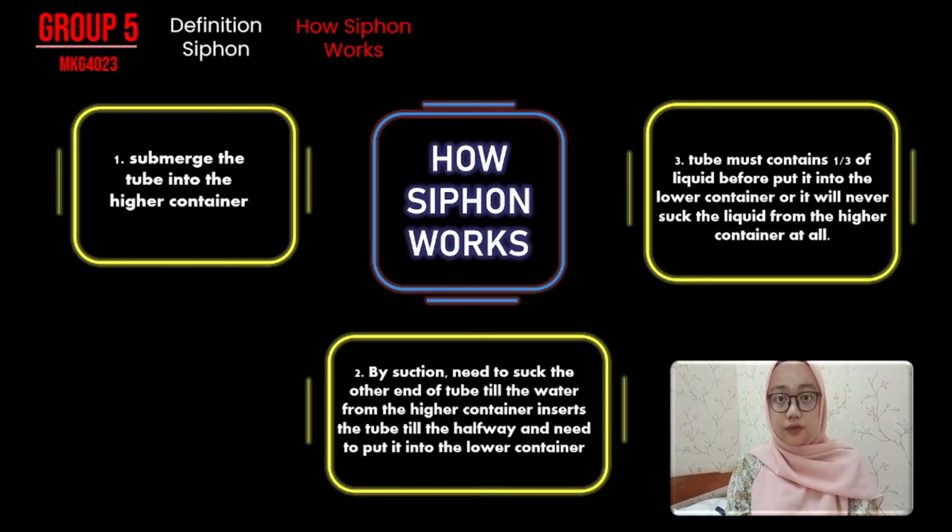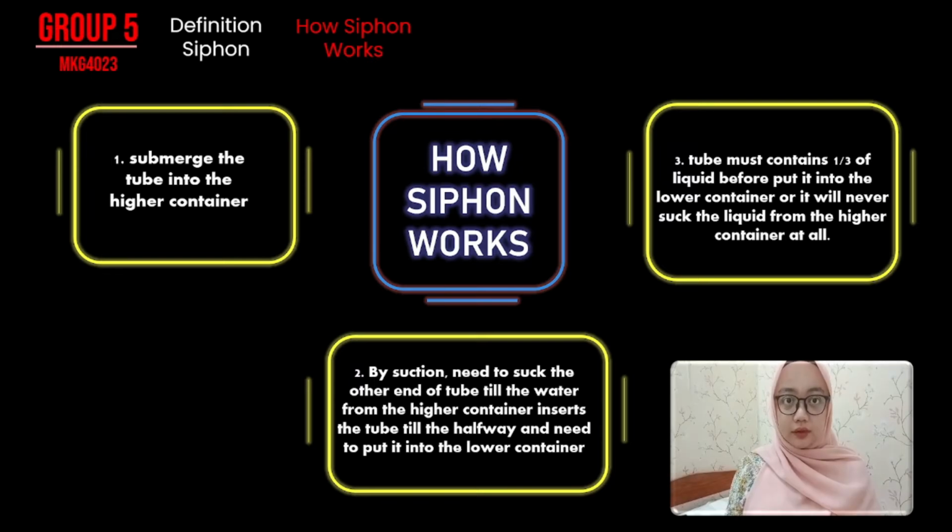So, how does a siphon work? According to the definition, we need to submerge the tube into a higher container first. Then, by suction, we need to suck the other end of the tube until the water from the higher container fills the tube halfway, and put it into a lower container. The important thing here is the tube must contain 1/3 of the water or it will never suck the liquid from the higher container at all. So that is how a siphon works.